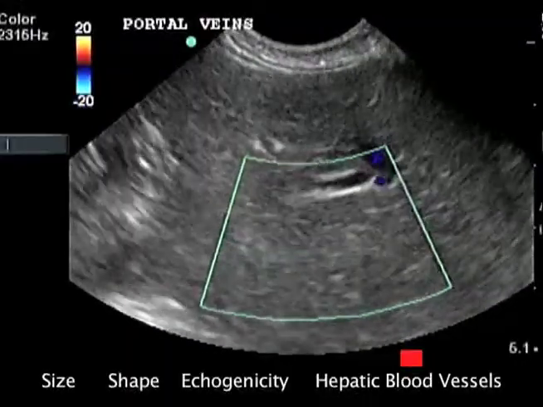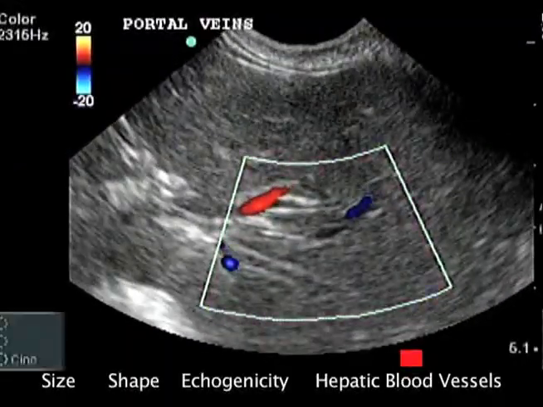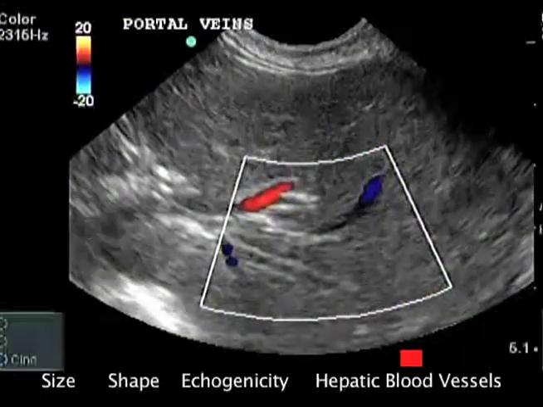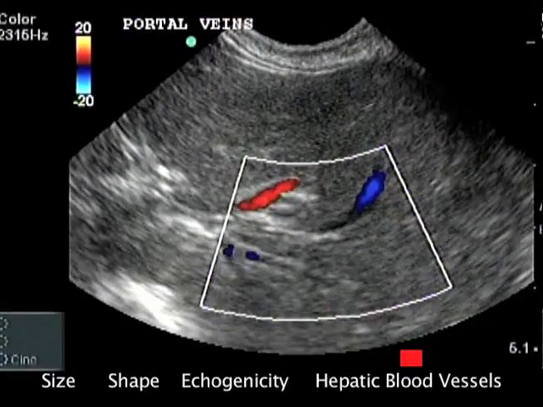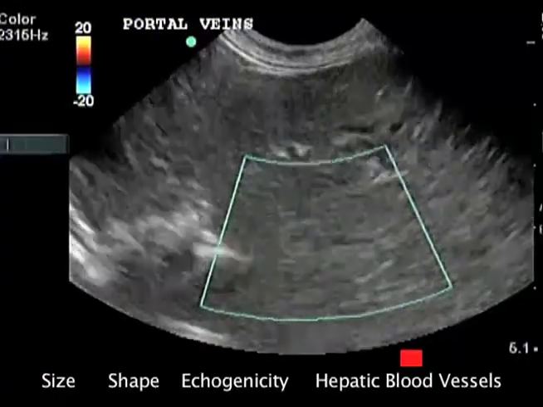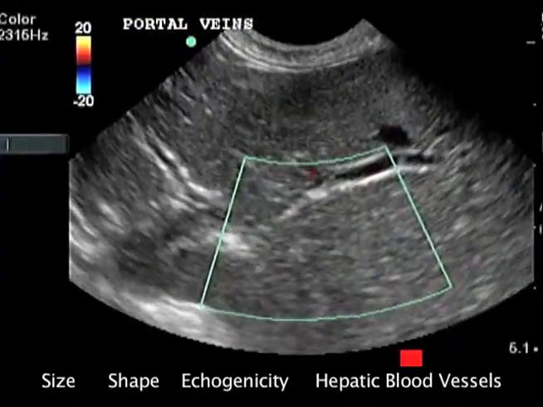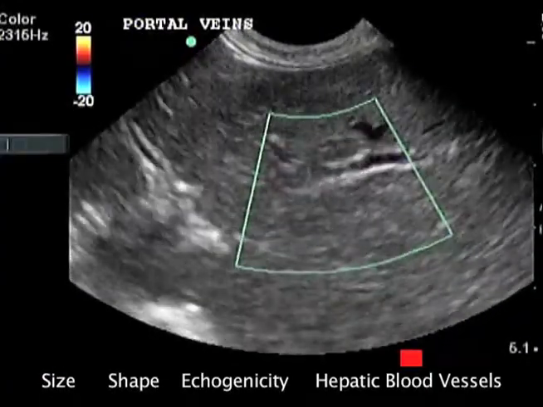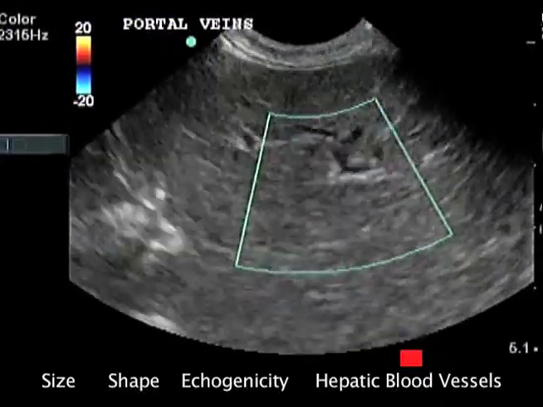The intrahepatic portal veins are red with color flow Doppler because blood flow is upward or towards the transducer. The intrahepatic portal vein should not connect directly to hepatic veins or to the caudal vena cava. Hepatic arteries are usually too small to see in the liver.